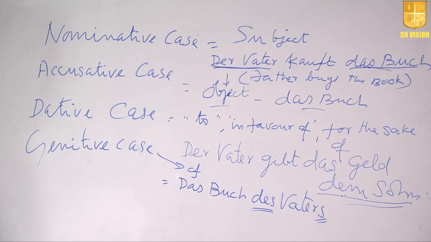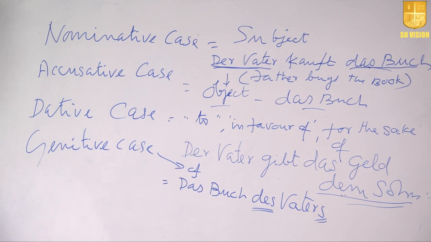So these are the four cases. Nominative case, subject: Der Vater kauft das Buch. The father buys the book. So the father is the subject. That should be in nominative case. Second, accusative case is the object. The father buys what? Father buys the book. So that book, das Buch, is in accusative case. That is the object of a sentence.